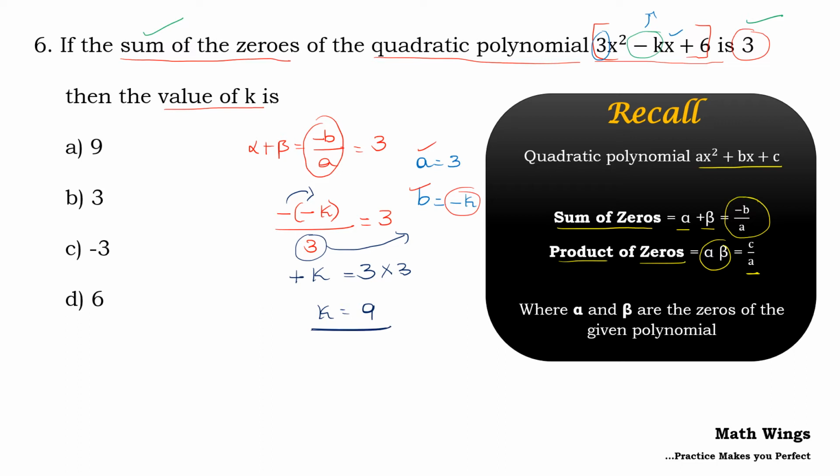Students, be careful because in a hurry, instead of writing the answer 9, you might write 3 into 3, that is equal to 6. And this is wrong. Why I am saying this? Because in the option you have 6 as well as 9. So the correct option which you have to choose is the option A, that is 9. Students, we will move on to the next question.